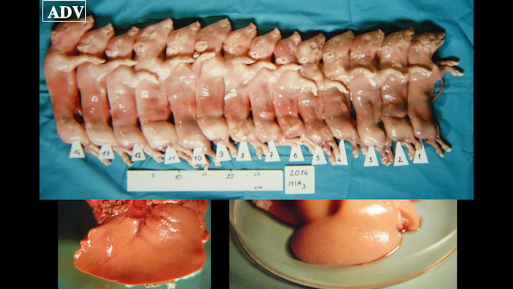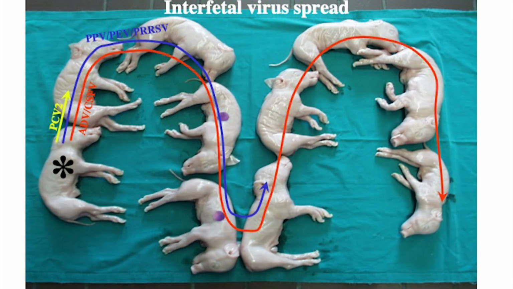So this is what we get then. This is abortion. Very important is the interfetal viral spread. So this is PCV2, parvo, entero, and PRRS, and Aujeszky's disease and classical swine fever. The last two are very strong in spreading over the uterus. PCV2 is a loser. That one has a lot of problems to cross from one fetus to another. So this depends on the virus.